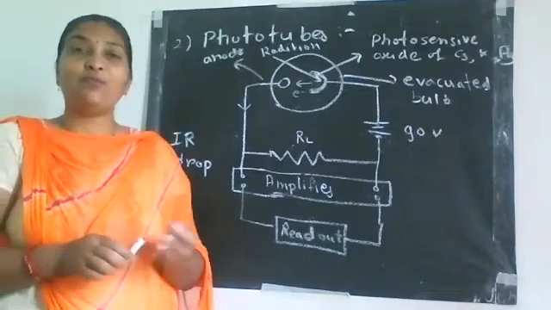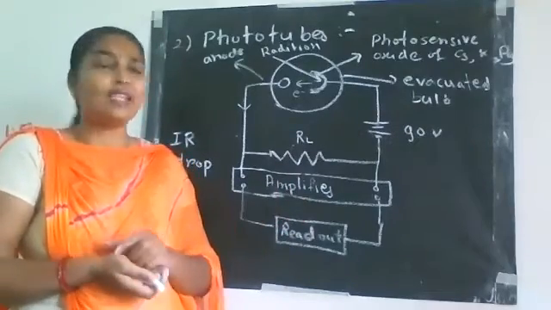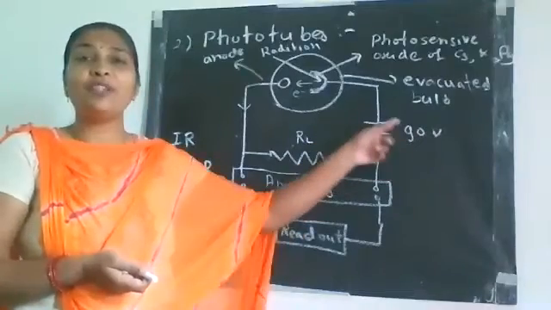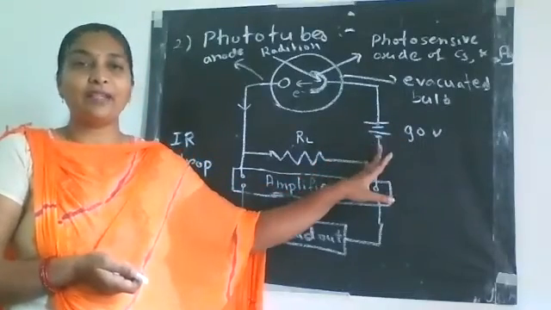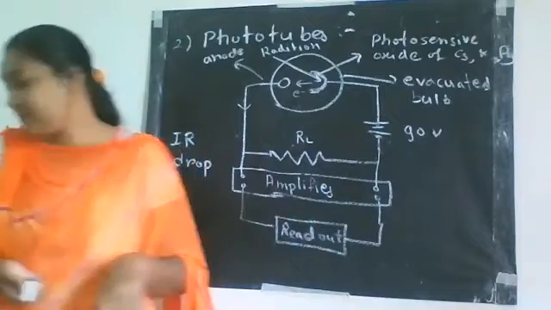Now next one, what is the advantage and what is the disadvantage? Disadvantage, what we can say here, we have used the battery. So use of battery is necessary for working of the photo tube. Clear? Just a minute.